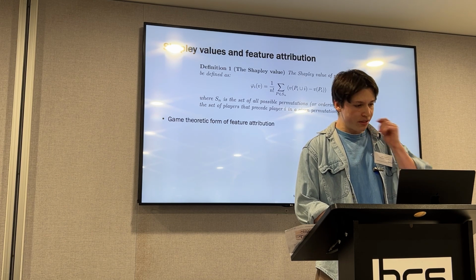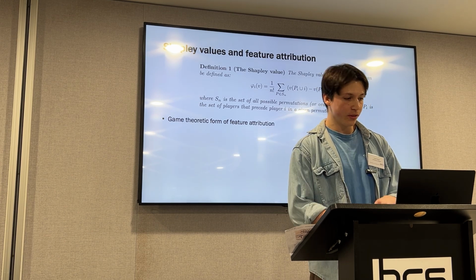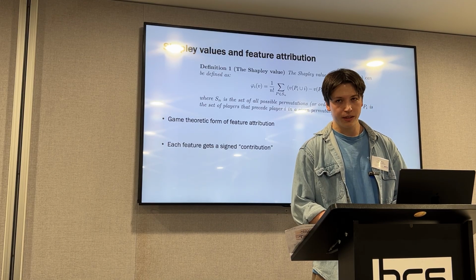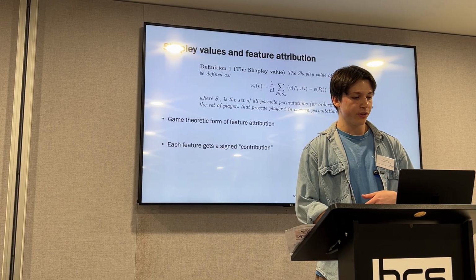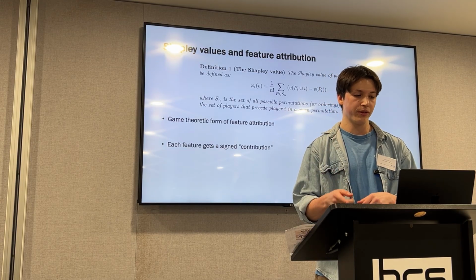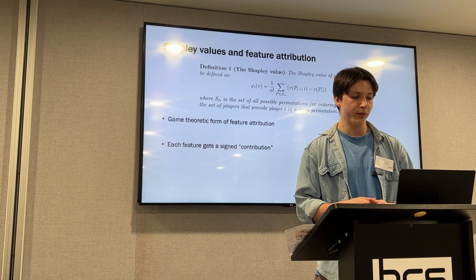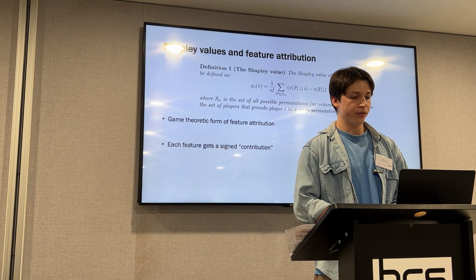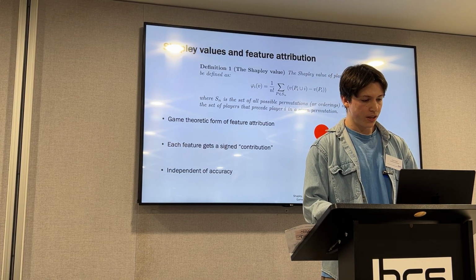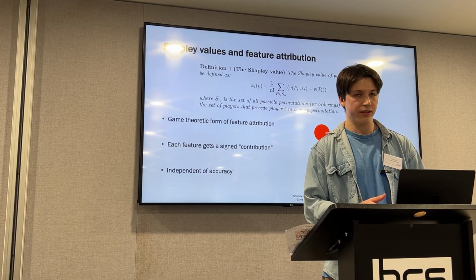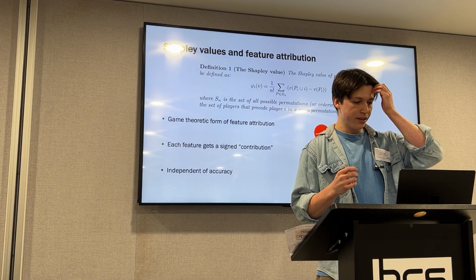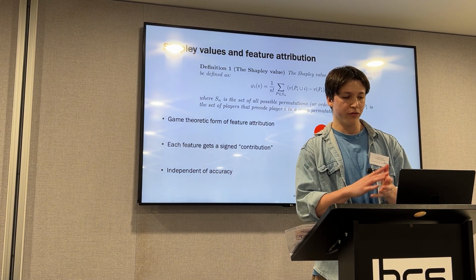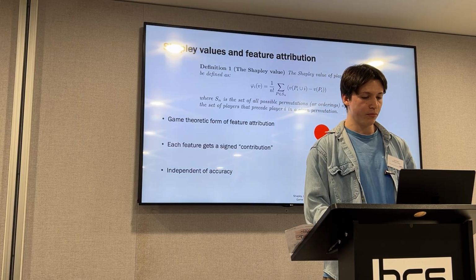So yeah, the method of feature attribution we're going to use is, they're called Shapley values, and they're from game theory. Don't worry if you're not familiar with them. Essentially, when you calculate Shapley values, you assign all of your features a signed contribution, a positive or negative value. And this tells you, basically, how much a feature contributes towards the output of a model. And it's nice because it's independent of accuracy. Accuracy only really tells you information about the class that wins, rather than all of the classes and how they kind of change in the model.